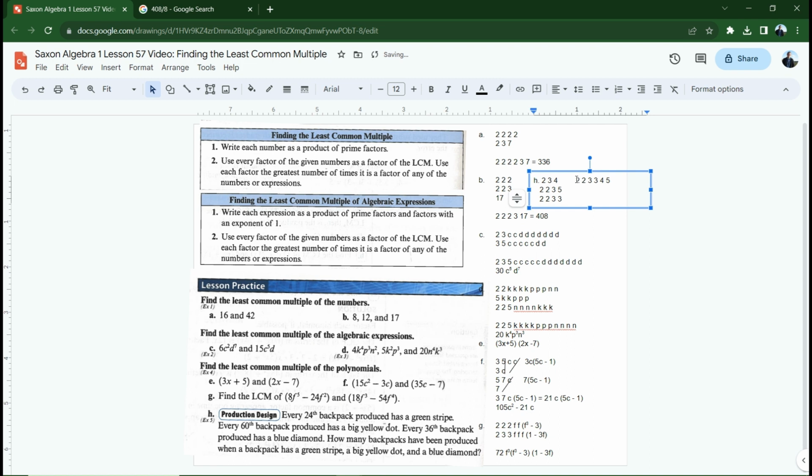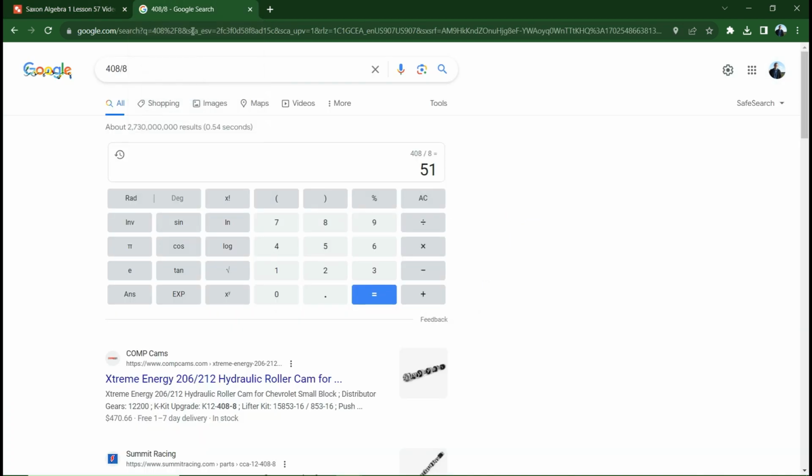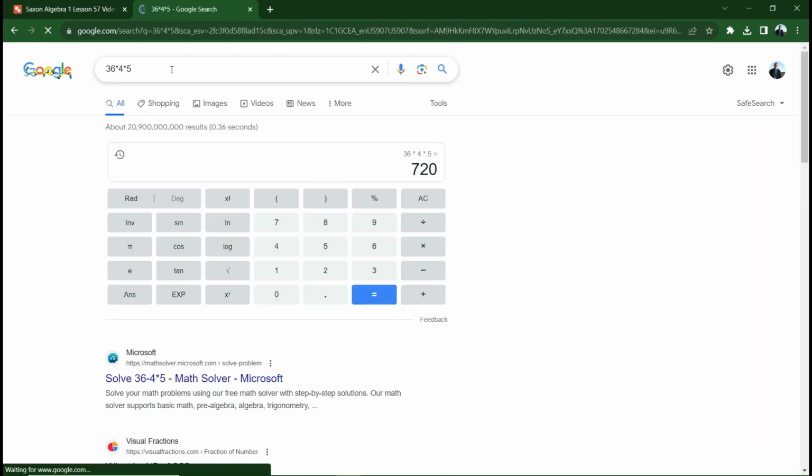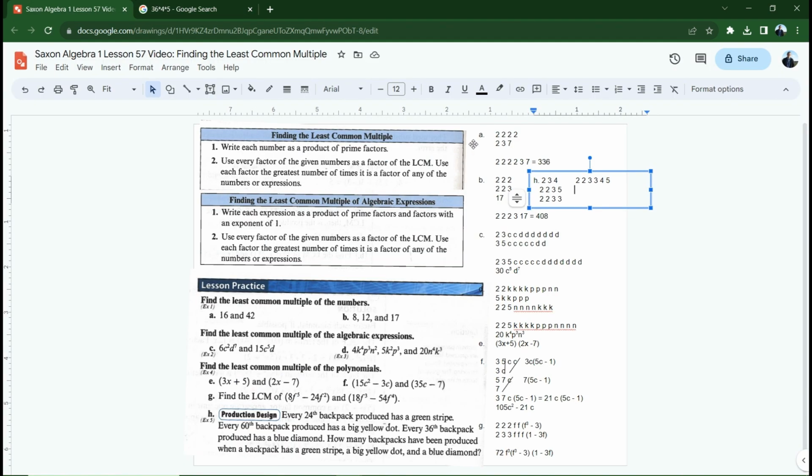I put it back together. 2 times 2 is 4. 4 times 3 is 12. 12 times 3 is 36. 36 times 4 is a lot more complicated, so let's just do that. 36 times 4 times 5 will give me my answer, 720. So the 720th backpack produced is going to have all 3 symbols on it.